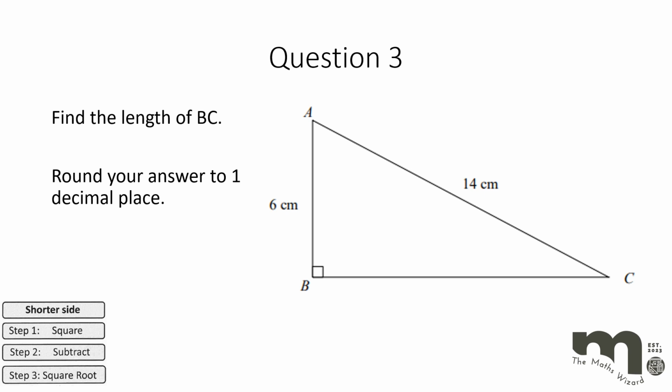Let's try this out then. So I want you to find the length of BC on this triangle. We already know the hypotenuse here, as you can see, and then the side that's opposite your hypotenuse there is 6 centimeters.